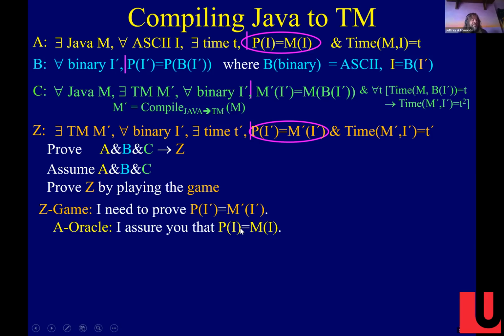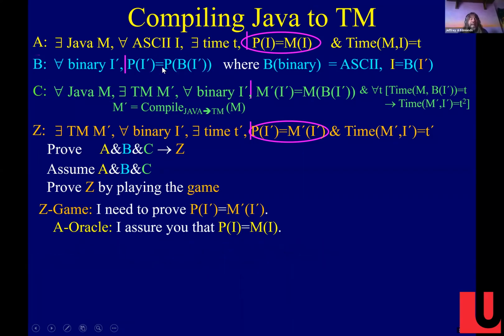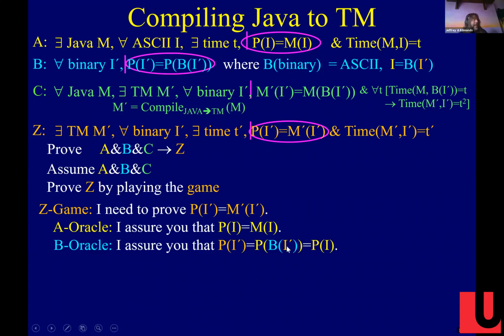So we know that this is true, right? This is the Java program. This is the ASCII input. It solves the right problem. What does B do for us? Remember, B assures us that the problem statement for ASCII inputs and for binary inputs is the same, right? So that gives B, tells us this relationship, right?